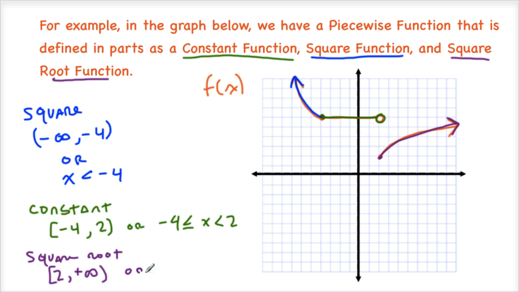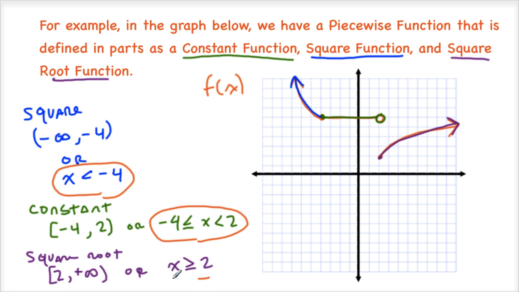But in this case, another way that I'm going to write it is to say for all values of x that are greater than or equal to 2. So it includes 2, and then all x values that are greater than or equal to 2 are going to be defined by this square root function. So this kind of notation is what we're going to use to define the interval of the different pieces of a piecewise function.